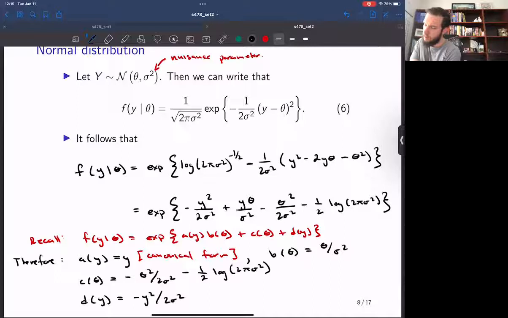Y times b of sigma squared over sigma squared, and there would be additional terms. So in that case, I think c of theta would be 0. You might be able to get a similar result actually. Right. Any questions?